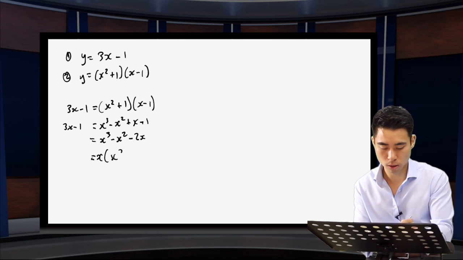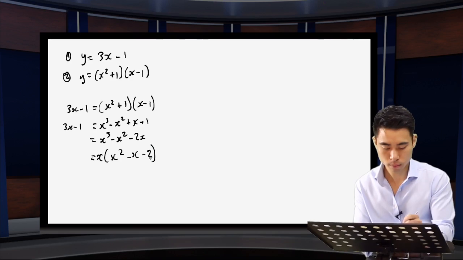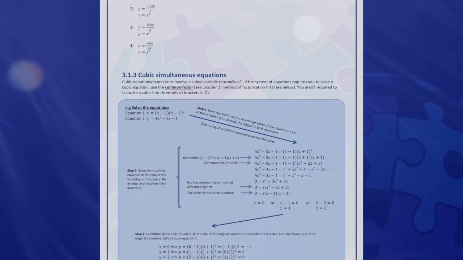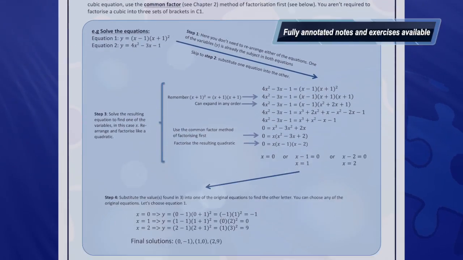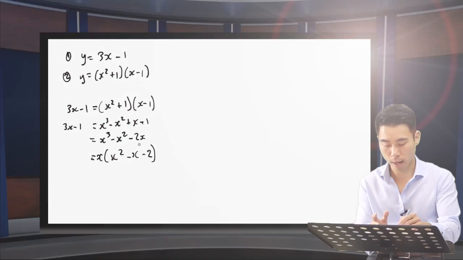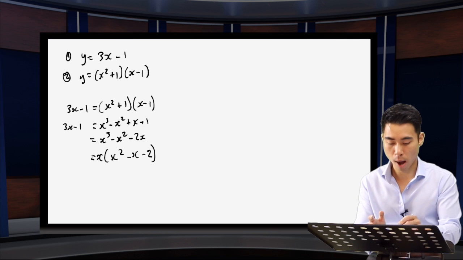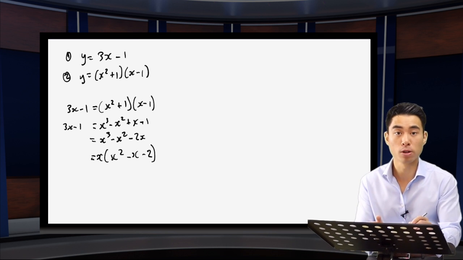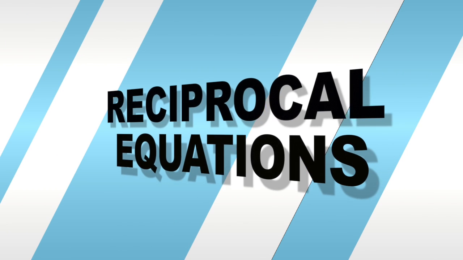I'm not going to go through the rest of the question, but I will do so in my full notes. So that's the key point that I was trying to make with this example here. It's looking at your cubics and the fact that if you're required to factorize a cubic, it's always going to be the common factor method of factorization.